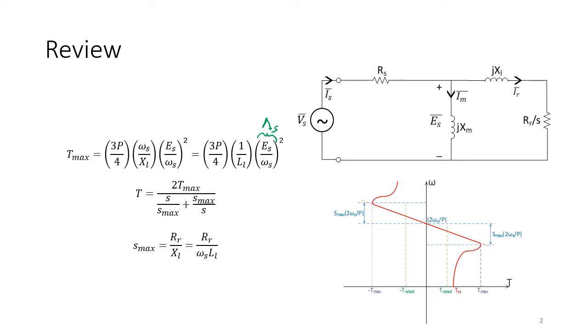lambda s, which is the magnetizing flux of the machine, and has an inverse relation to the leakage inductance. We also found that S max, the slip at which maximum torque happens, is only a function of the rotor resistance, and it has an inverse relation to the supply frequency and leakage inductance. We found the torque speed characteristic. It's something like this that we have shown in the figure below.